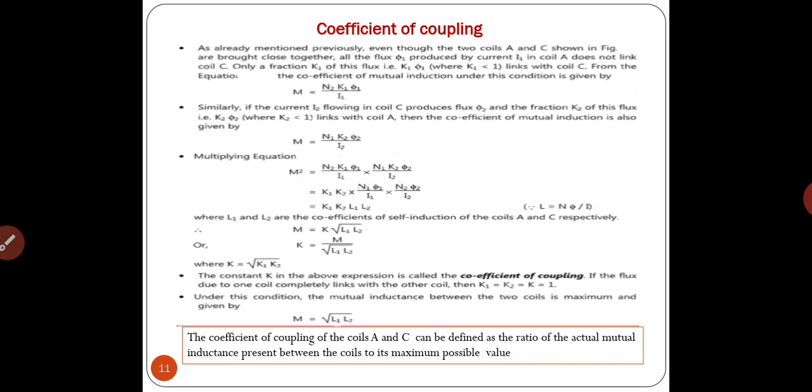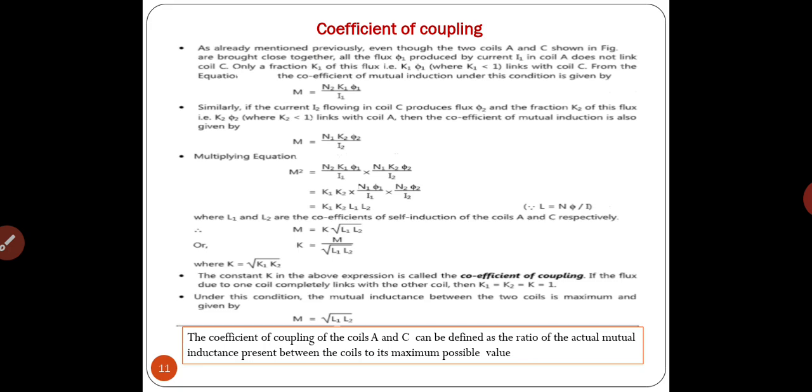So M square, because we know that the number of turns matters, the square of the number of turns indicates the mutual inductance, that is M square. We have here M square is equal to N1 N2 into K1 into phi1 by I1 into N1 into K2 into phi2 by I2. So we have derived that K is equal to M by root of L1 into L2.